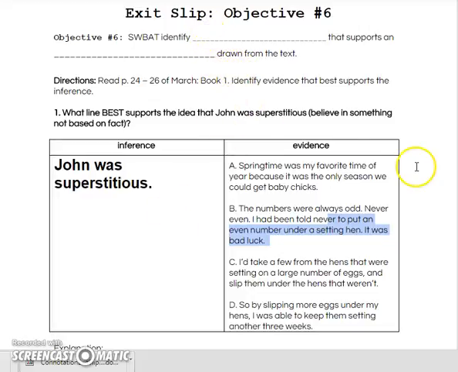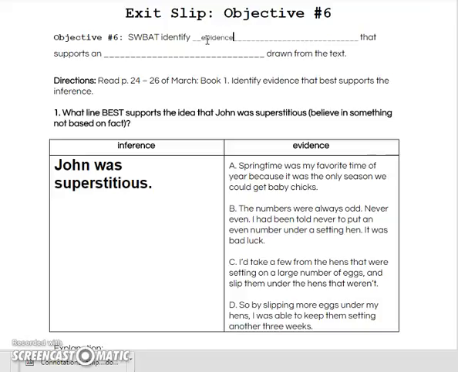So for exit slip number 8, we're looking for students will be able to identify evidence, that's the key word, that supports an inference drawn from the text. Now, if you remember, Kente, an inference is just coming up with your own idea about what you're reading, and you always have to support your idea using evidence.